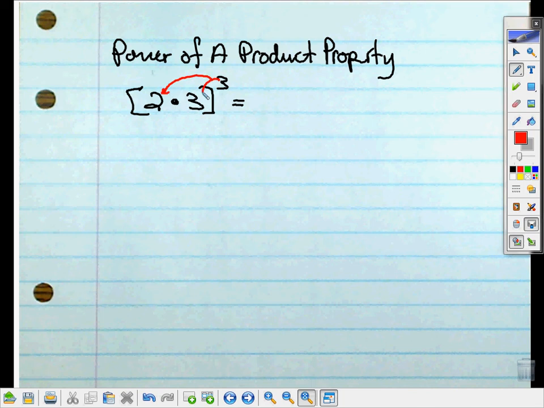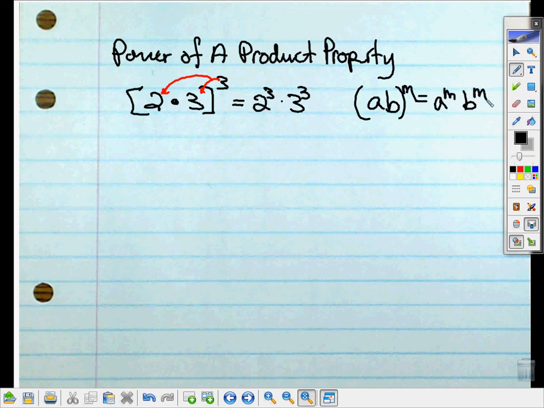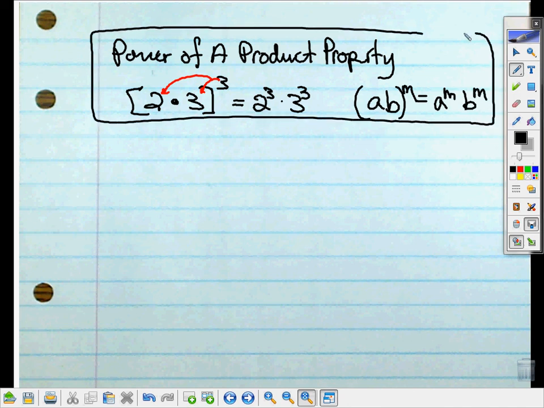The 2 and the 3 will both get raised to the 3rd power. So the results of doing this are going to be that we're going to get 2 to the 3rd power times 3 to the 3rd power. And our answers are fine to leave this way if the directions say write your answers as a power. If we write that property out in terms of a variable, it would be like having something like a times b raised to the m power is going to equal a to the m power b to the m power. And there is that property for you.